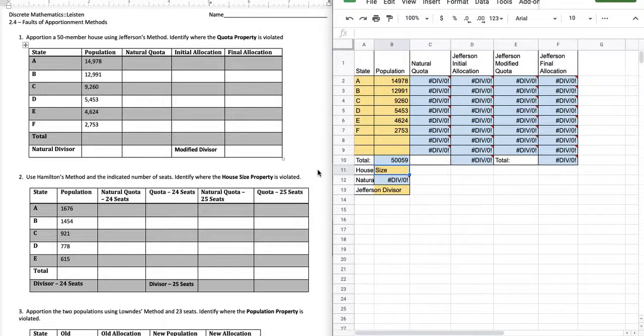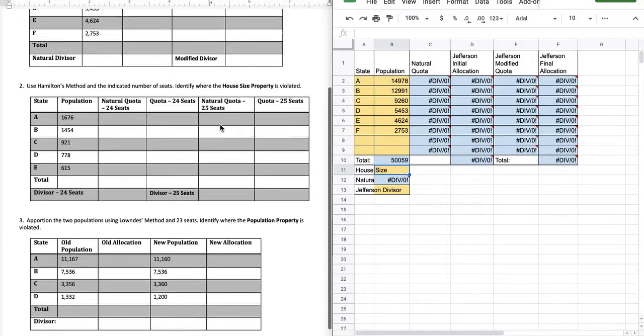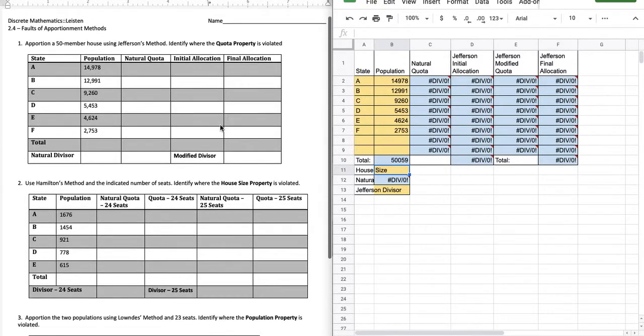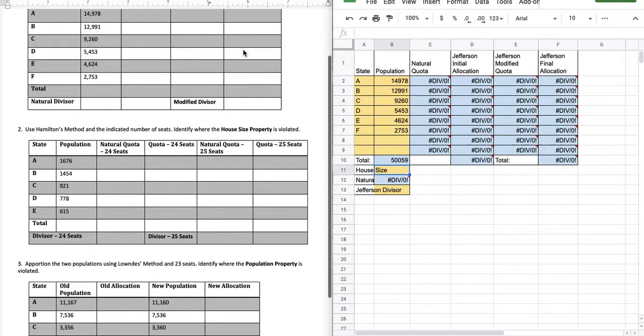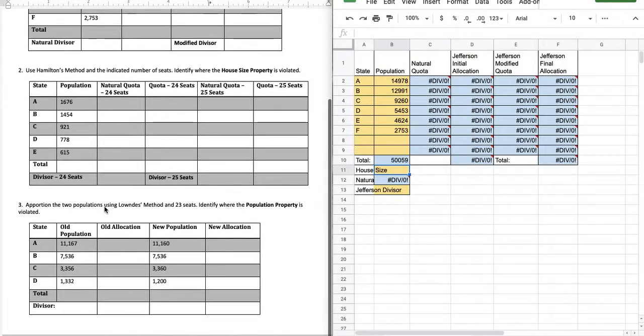All right, good day. I'm going to do a walkthrough of that ideal apportionment assignment from Friday. So over here on the left is the assignment that we had. I'm asking you to do 3 different apportionments showing how each of the 3 different properties have been violated in different examples. We've got the Jefferson method violating the quota property. We're going to have the Hamilton method violate the house size property. We're going to have the Lowndes method violate the population property.